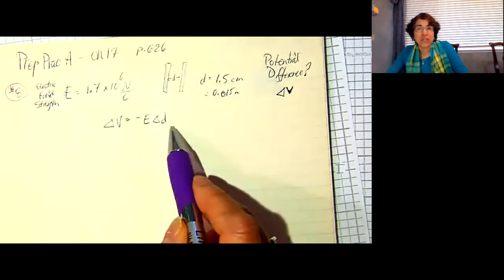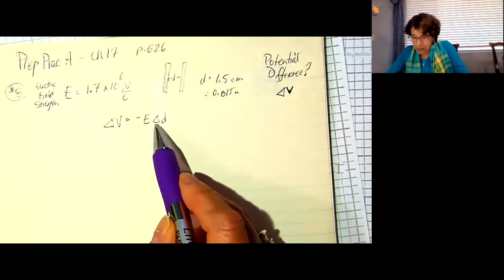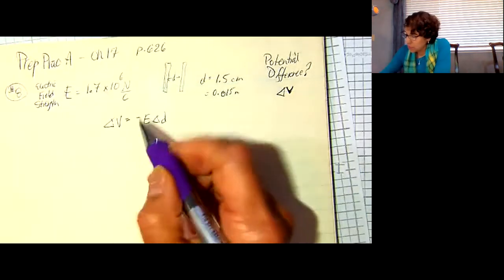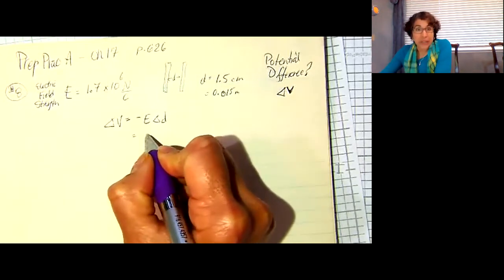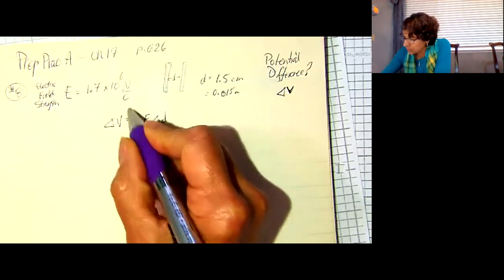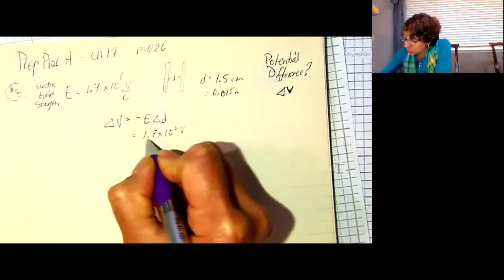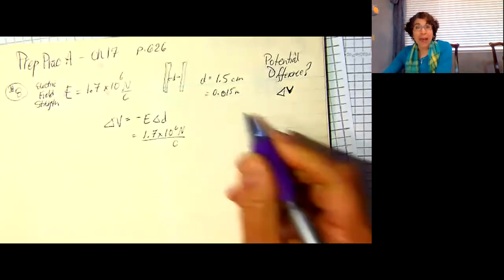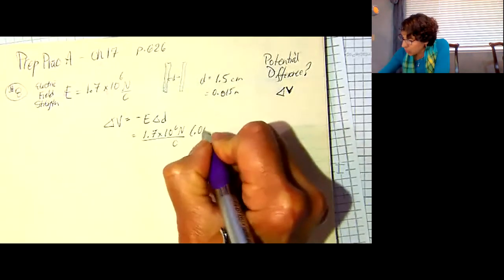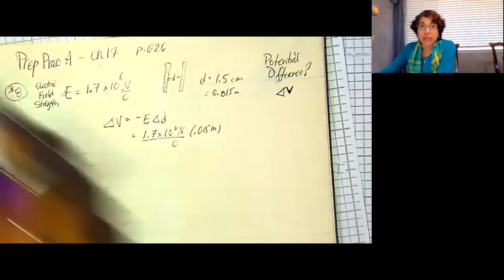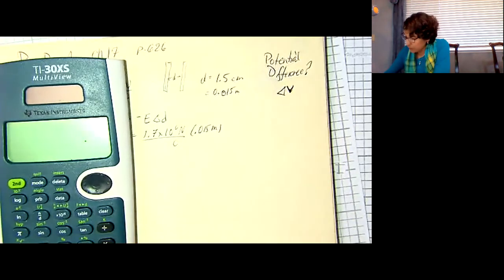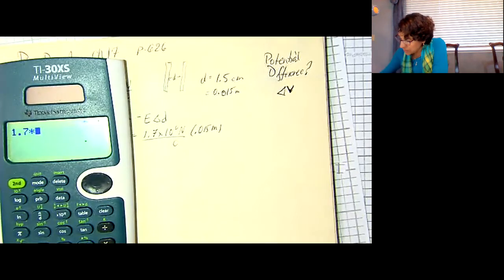Now, we can work on units to figure out why that ends up as voltage. So let's plug this in. I'm just really interested in the magnitude, so I'm going to put in E, 1.7 times 10 to the 6 newtons per coulomb, and multiply that by 0.015 meters. Using the calculator, 1.7 times 10 to the 6, times 0.015.